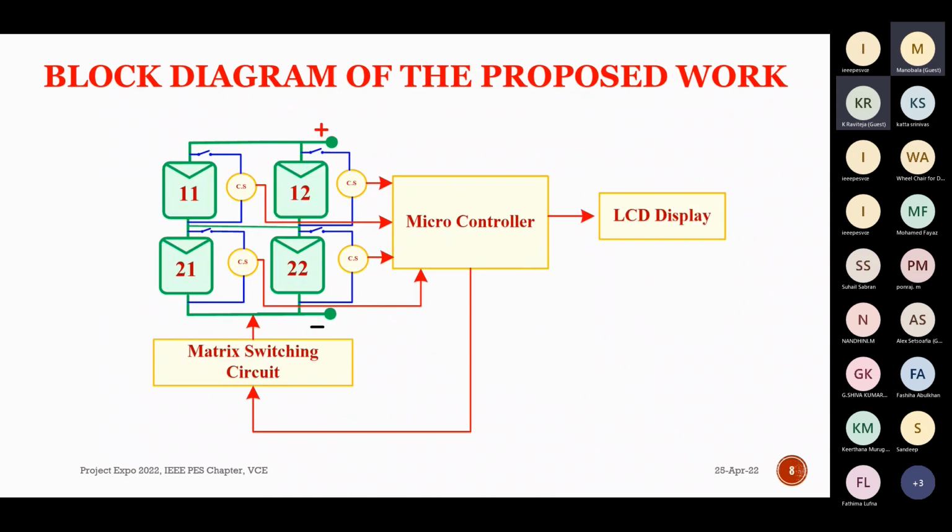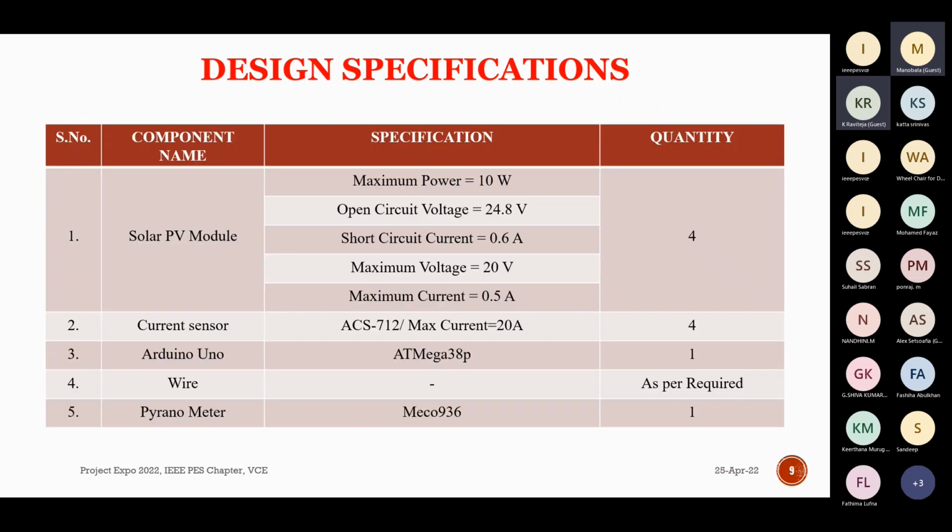Block diagram of our proposed work. We have validated a 2x2 array configuration. We have used 4 relays to short circuit the current sensor. The matrix switching circuit is used to reconfigure the circuit, which is controlled by a microcontroller. We have displayed current and voltage on the LCD. Design specification: we have used a 10 watt solar panel for our experimentation, and the current sensor ACS712. Arduino Uno is used to control the system. A pyranometer is used to measure the solar irradiation level.